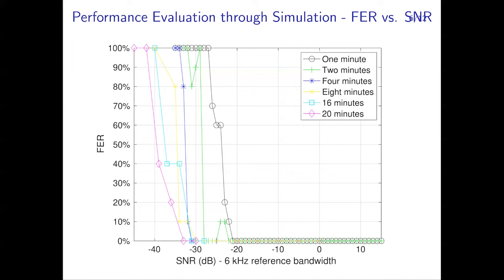Okay, so in each of the 6 cases, we observe something that is very common when forward error correction is used, in particular convolutional. We have the waterfall behavior. So if I focus on the 20-minute mode, for instance, we have 100% frame error rate until we reach a threshold, an SNR threshold, which is slightly below minus 30 dB. And so suddenly the frame error rate improves, reaches 0%, and the protocol operates normally.